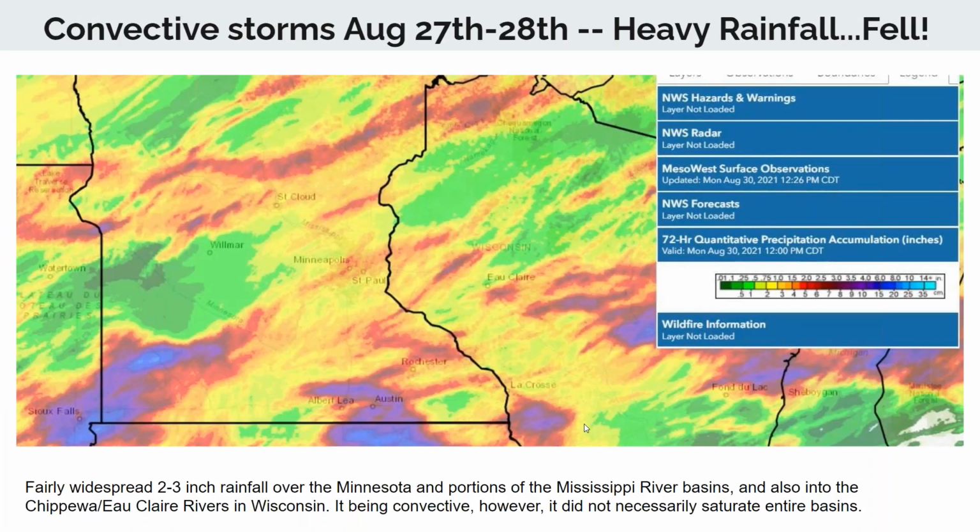So lo and behold, here's a depiction of the rainfall, and the heavy rainfall fell. We did end up with quite a few areas of 4 to 6 inches of rain. We had a fairly widespread 2 to 3 inches over much of the area. Some spots did get a little bit less, 1 to 1.5 here in the upper Minnesota. We'll talk about that. Given the convective nature of this, we didn't necessarily saturate entire basins, but we did see some pretty good rainfall amounts over this 2-day period.